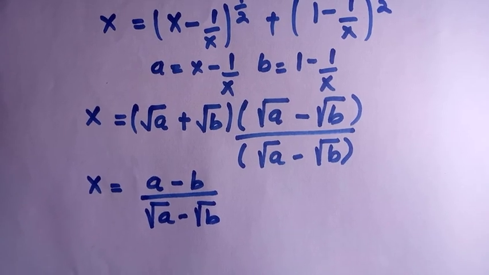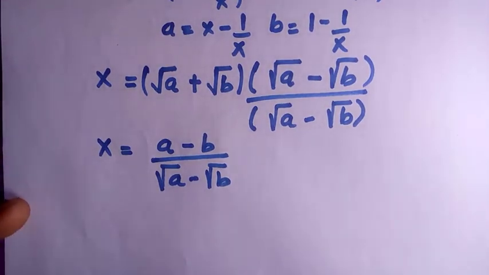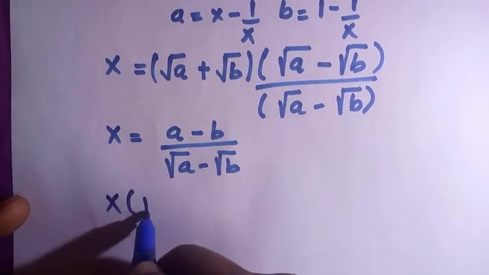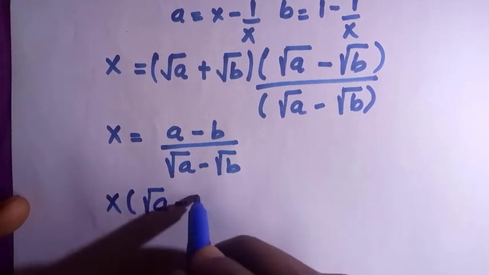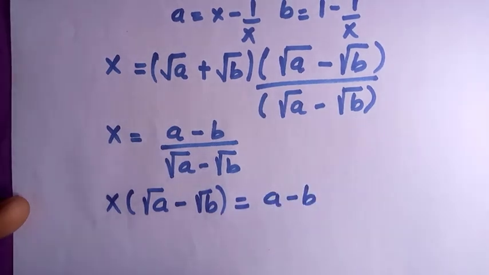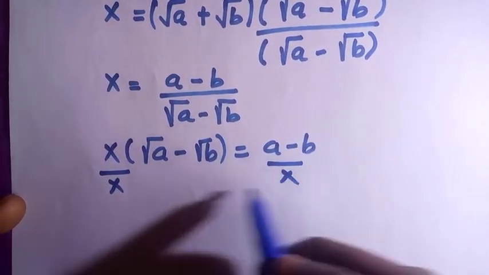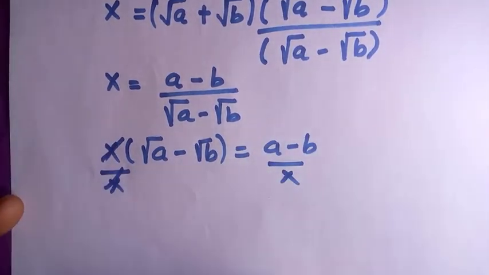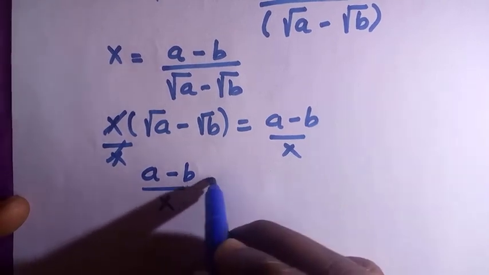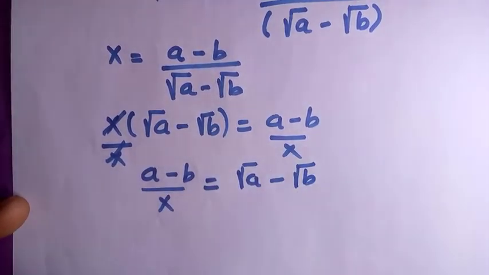So again, if I try to cross multiply, at this stage, if I cross multiply, we're going to have x multiplying root a minus root b equals to a minus b. And by dividing both sides by x, we are going to be left with a minus b divided by x equals to root a minus root b.